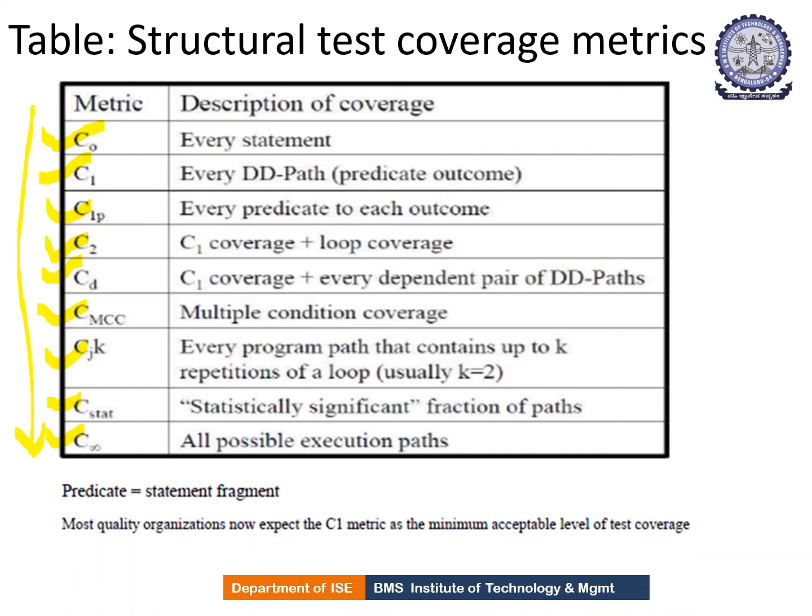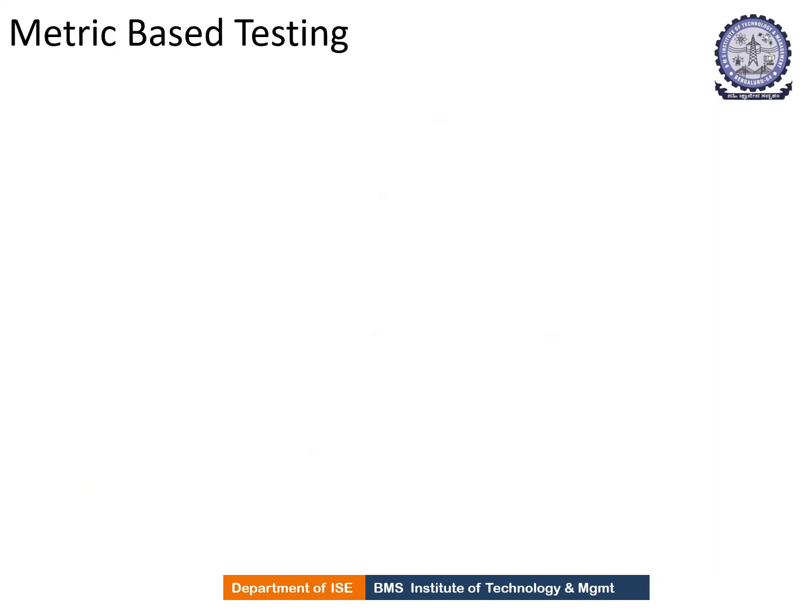So predicate is equal to fragment segment. Predicate is always represented by every statement fragment. Most quality organizations now expect the C1 metric as the minimum acceptable level of test coverage with respect to structural testing.